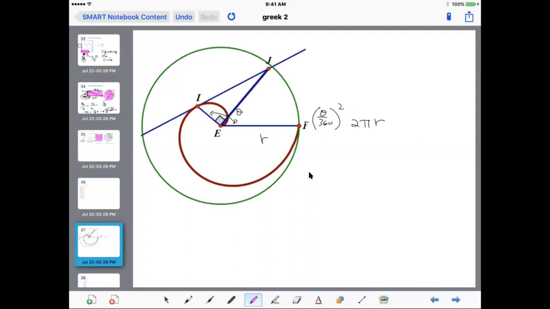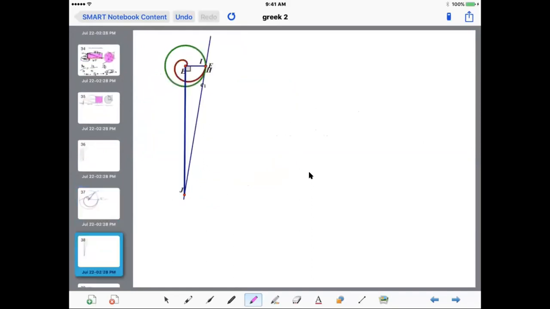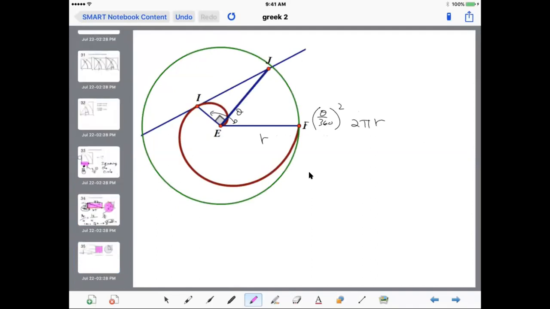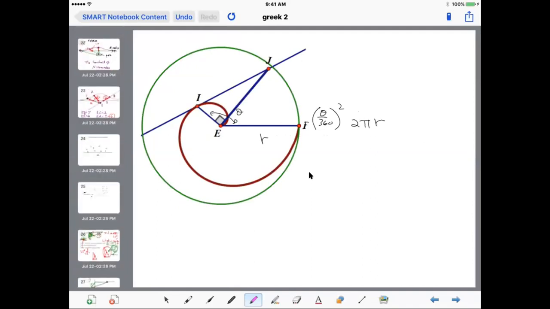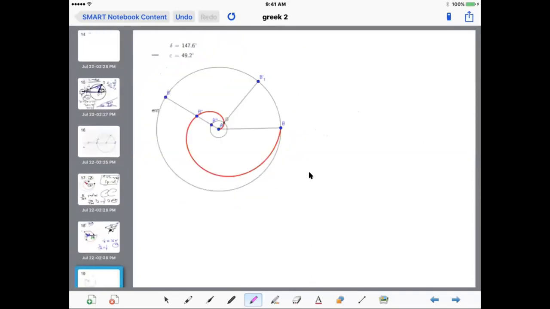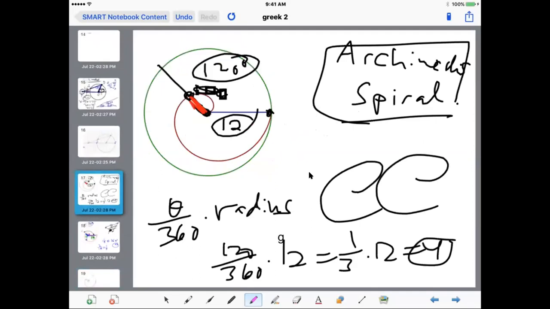The spiral of Archimedes can also be used. Not only is the spiral of Archimedes good for trisecting an angle, but it can also be used to square the circle. And let me show you how that works.